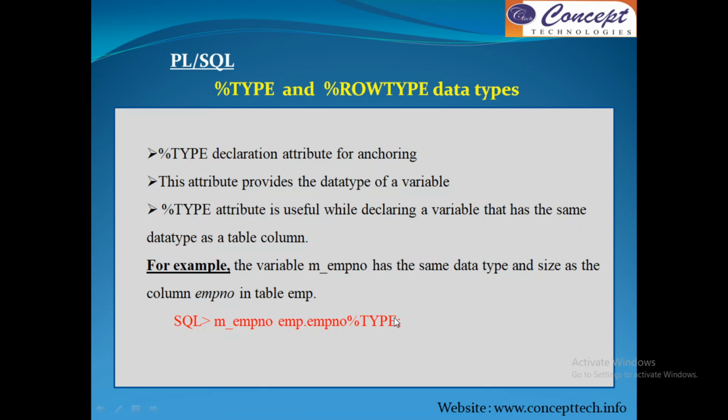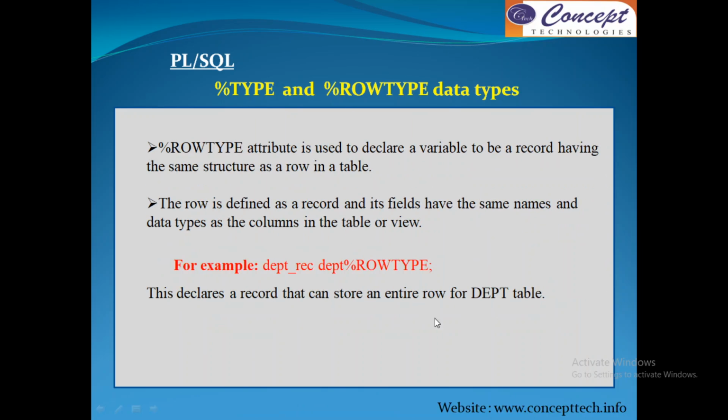Then the next is %ROWTYPE. We saw %TYPE is used for a column, and %ROWTYPE is used to declare a variable to be a record having the same structure as a row in a table. Okay, so if you want to declare a variable which has the same structure as a row in a table, then we use %ROWTYPE.